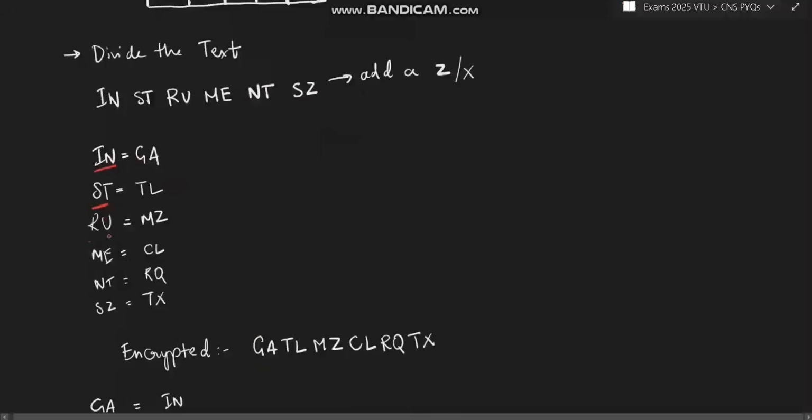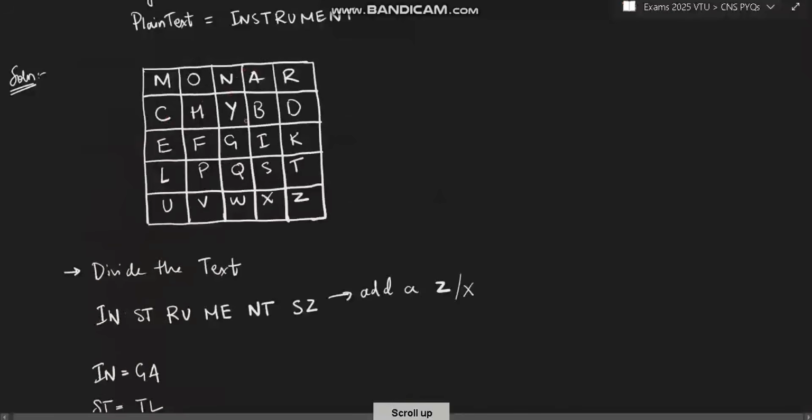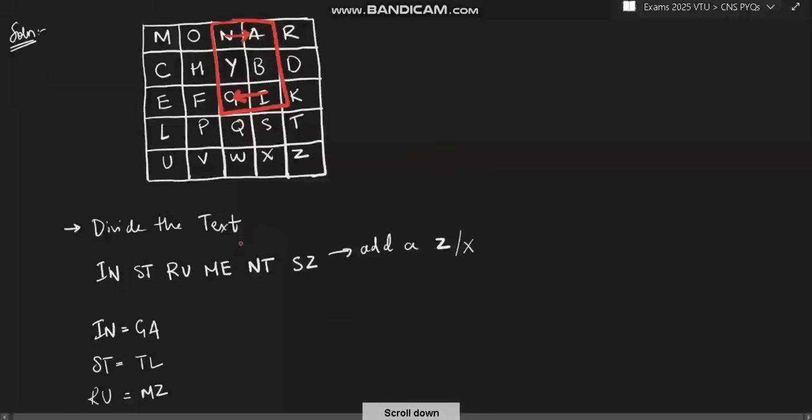We'll be taking the encryption of it. Okay, so IN's encryption will be what? IN, wherever it is present, I is present here and N is present here. So make a rectangle here. Once you make a rectangle, go in the same row and you will be getting GA.